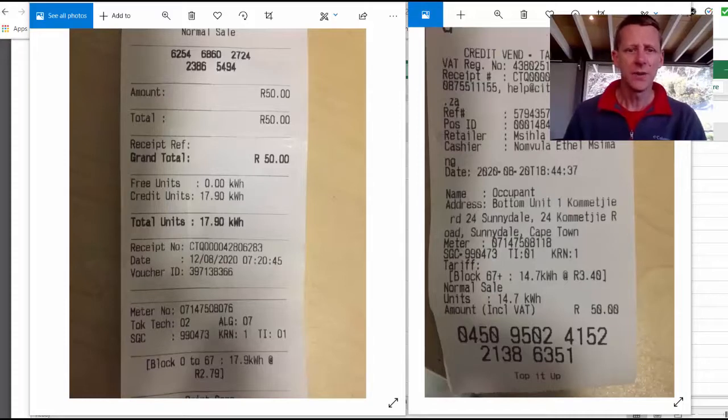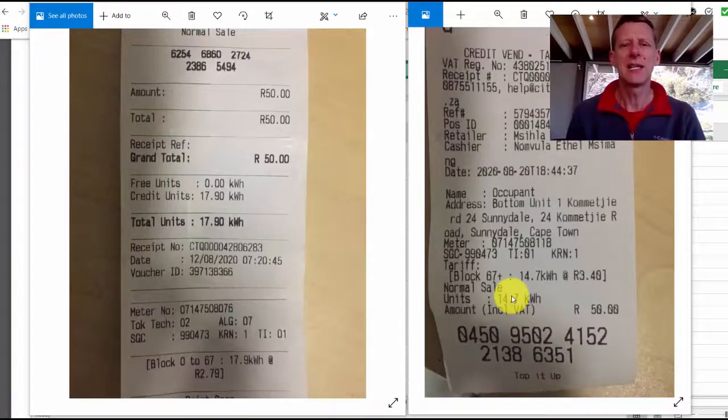On the one hand here, we can actually see that this was 50 Rand and it has bought 17.9 kilowatt hours. In other words, it's bought 17.9 units. And here again, a 50 Rand, but it has got 14.7. So that's a difference of like 3 units. So why is it different? It's actually a very simple reason.